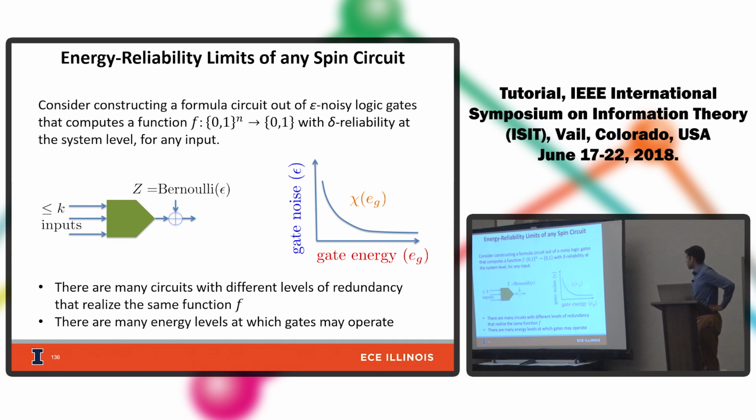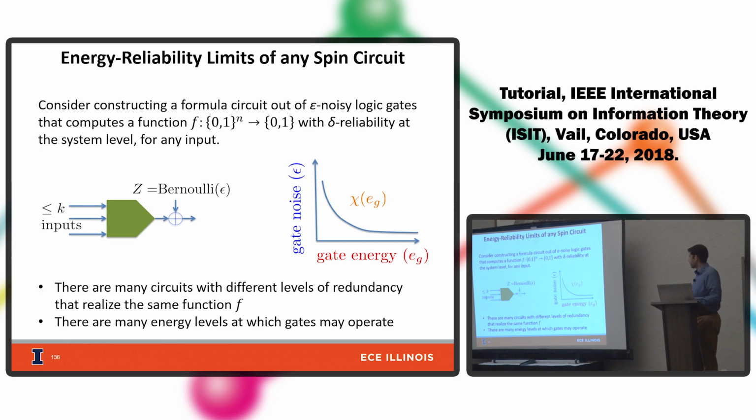And we want to be able to control the energy, not just the number of gates, but the total energy in the circuit. And the difficulty is in terms of this optimization, right? There are a lot of circuits with different levels of redundancy that realize a given function f. Right, if I want to AND two numbers together, there are so many circuits that can do that. If I want to compute, I don't know, the Hamming distance between two binary vectors, there are so many circuits that can do that with different levels of redundancy.